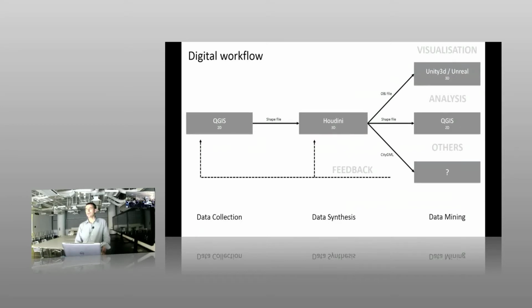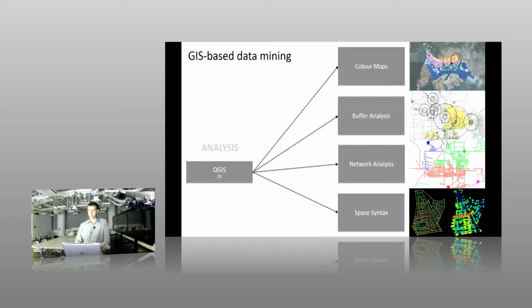So the tools we're using are all either open source or free, because I think that's one of the important factors in getting these things to work, is to use tools that are easily available. So QGIS is an open source GIS software, and Houdini is a 3D modeler. Unity 3D and Unreal are free game engines that you can download for free, and then QGIS back again.